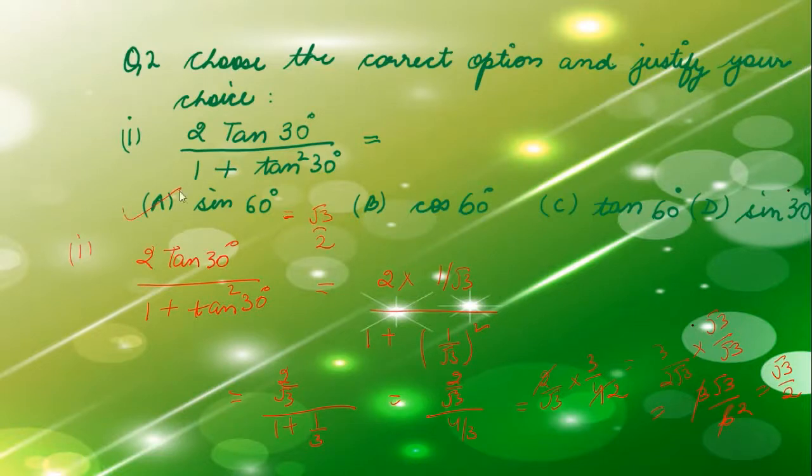Now see, check for others also. Cos 60. Cos 60 is your 1 upon 2. So this is not possible. Tan 60. Tan 60 is your root 3. This is also not possible. Sin 30 is your 1 upon 2. This is also not possible. So your answer is A, sin 60.